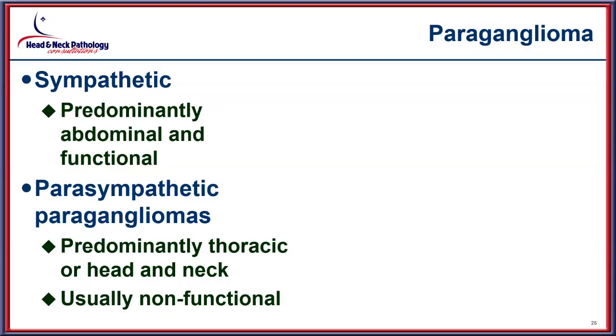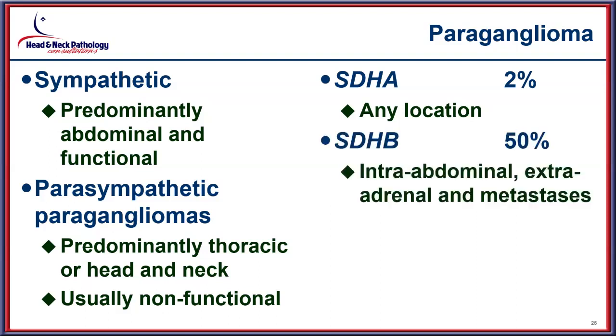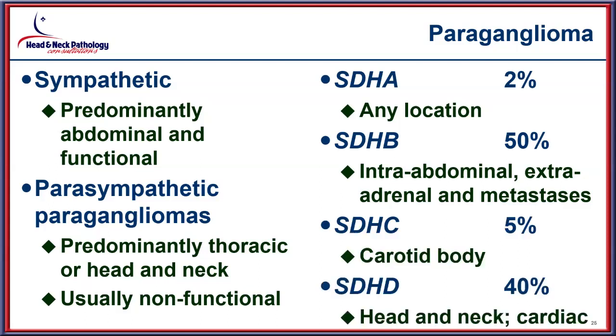So remember that they are separated out into sympathetic and parasympathetic, the ones in the head and neck most commonly being parasympathetic, and there is a division based on the anatomic location. SDHB is much more likely to be seen in the intra-abdominal area, carotid body for SDHC, and then SDHD is identified in most of the head and neck lesions.